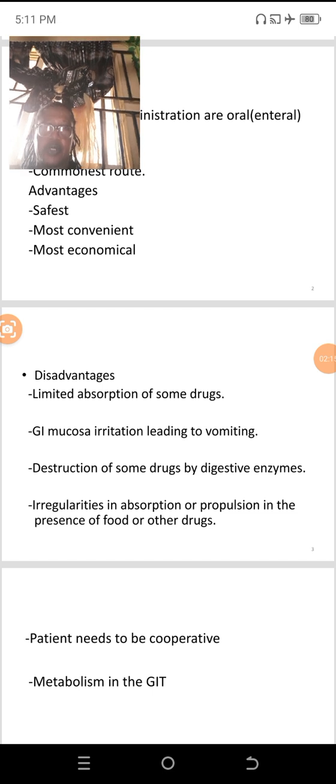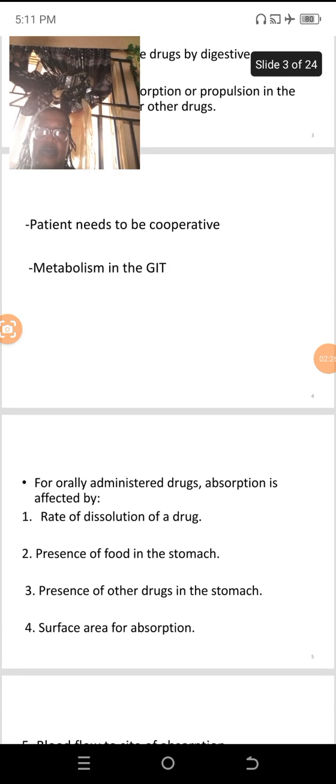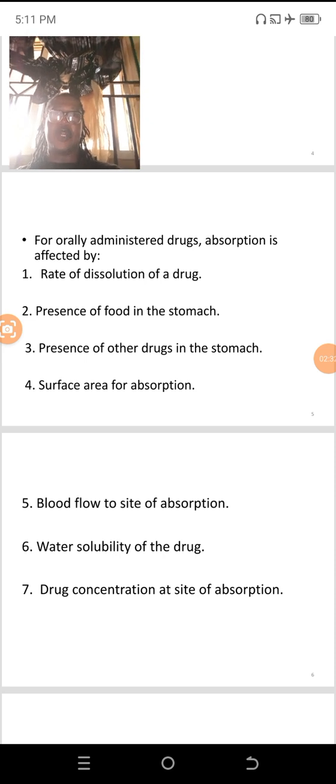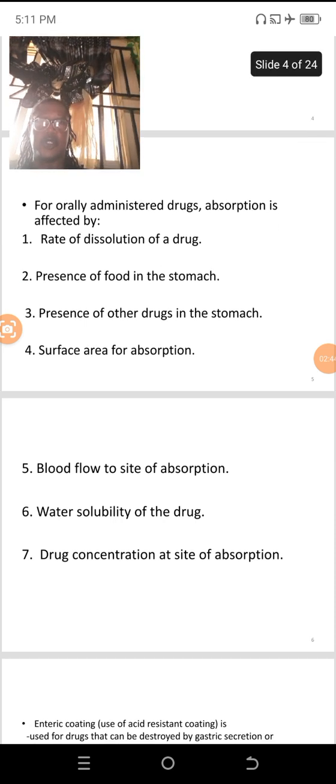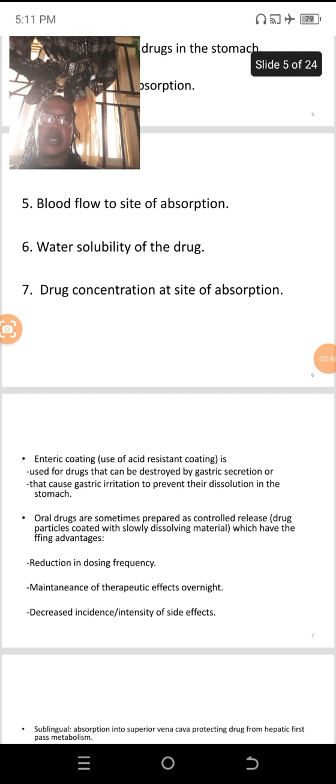Then foods or other drugs can also form complexes with the administered drug, or with the index drug, thereby preventing its absorption. Another disadvantage is that this route is not feasible for unconscious patients or for patients that are not cooperative. Factors governing the absorption of drugs administered orally include the rate of dissolution of the drug, the presence of food in the stomach, presence of other drugs in the stomach, the surface area for absorption, and all the other factors as listed here.